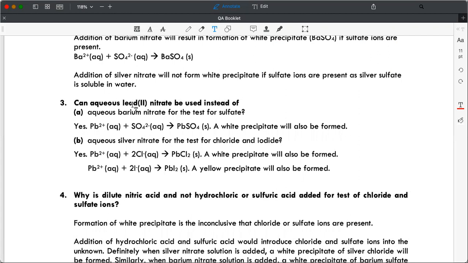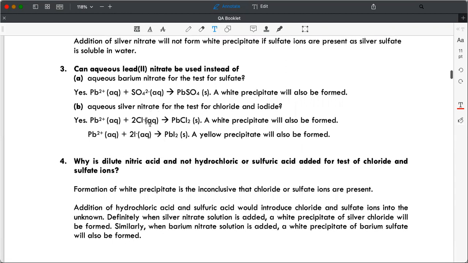So the practical may not be given for lead(II) nitrate, but they may have an additional question below to test your understanding. So they may ask, instead of barium nitrate, can I use lead(II) nitrate? Will I get the same result, etc., and why? Then you write equations to justify. Same thing for silver nitrate used instead of barium nitrate for chloride and iodide as well.